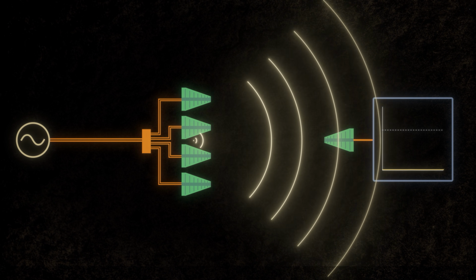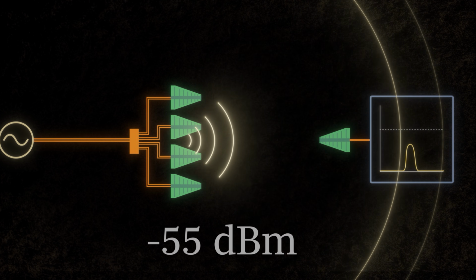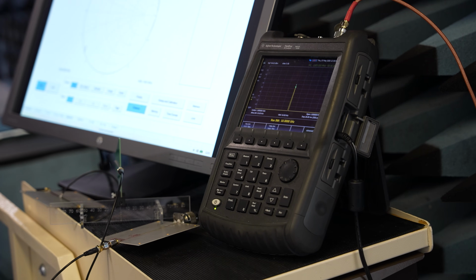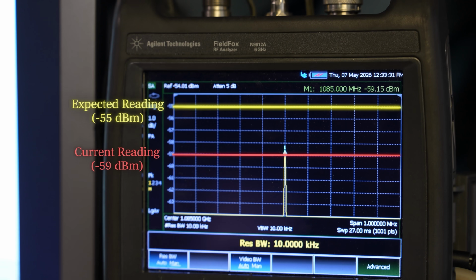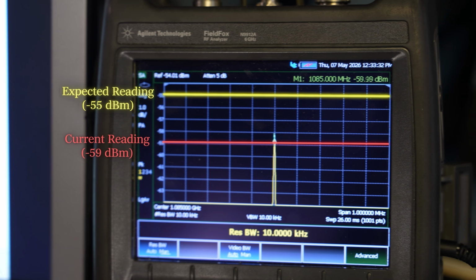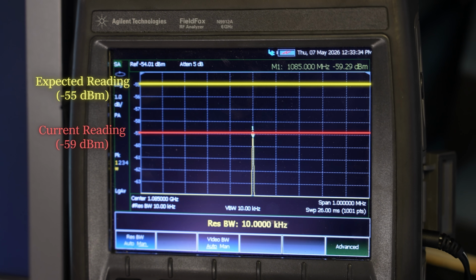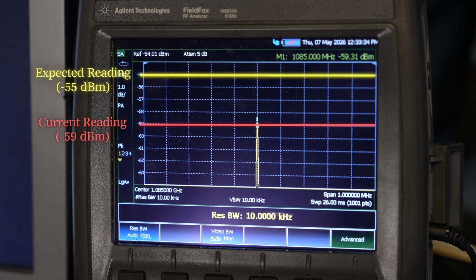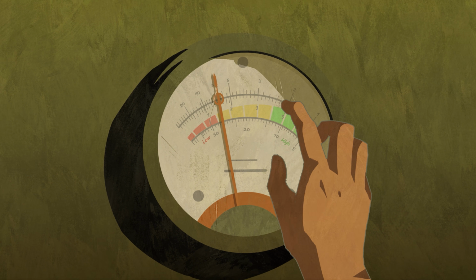Now, based on our input power and the distance between the antennas, we expect a signal of about negative 55 decibels. But that's not what we see. We've lost half the power. We're picking up around negative 59 decibels. And because signal is measured on a logarithmic scale, that 4 decibel drop means we've lost more than half the power. Exactly what was happening to Smith. So let's find out what's stealing it.